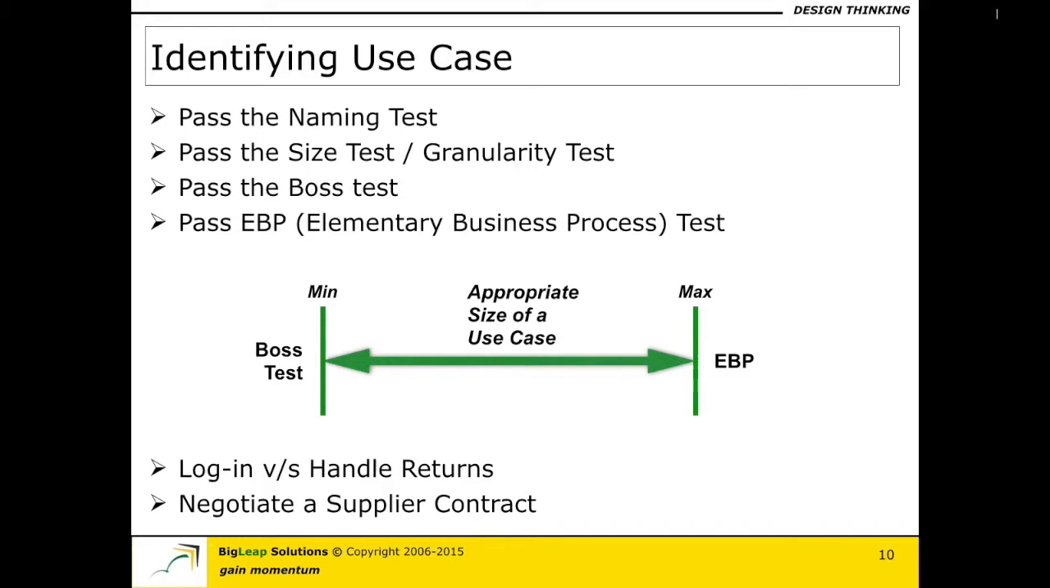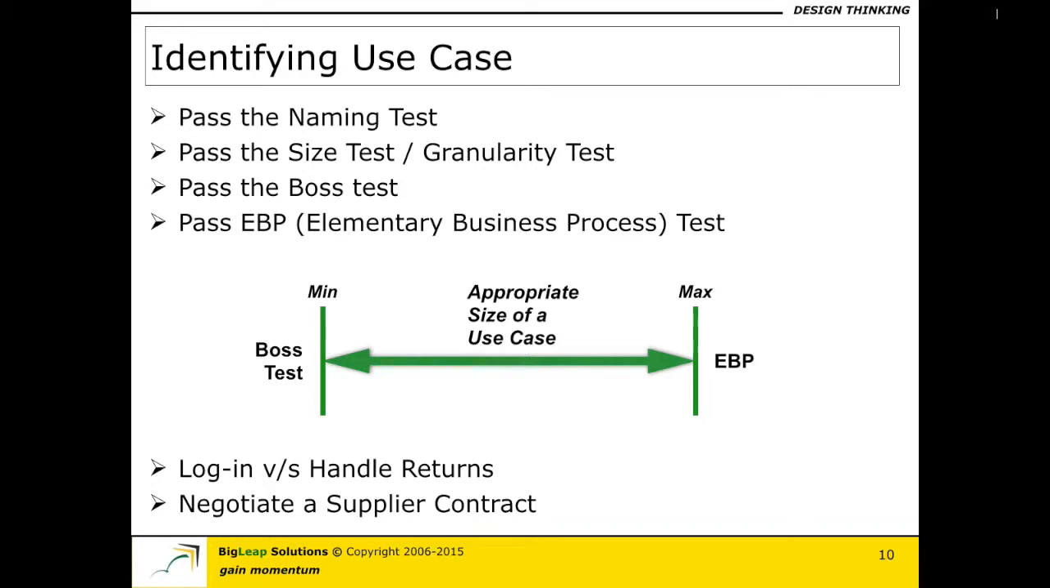Just saying 5 logins doesn't convey that, whereas handle returns has the added advantage of saying what has been achieved from a business perspective. That's the reason why handle returns is a better option. And the second reason for not liking the word login is because it's way too small.